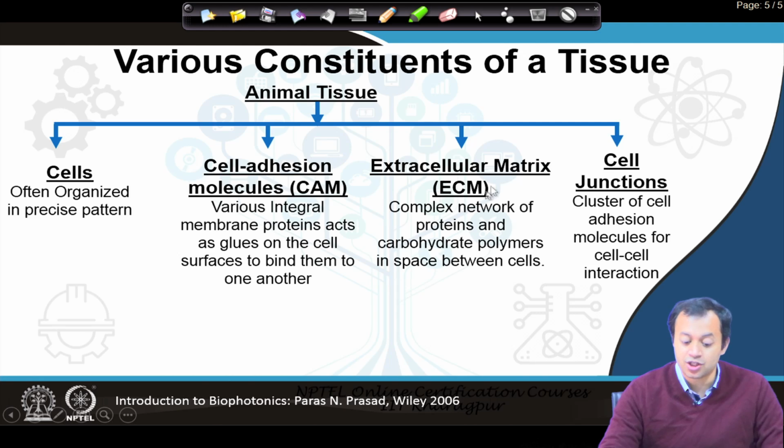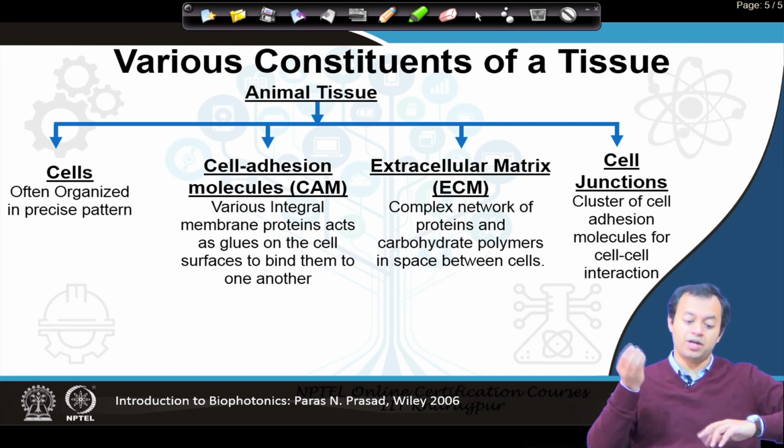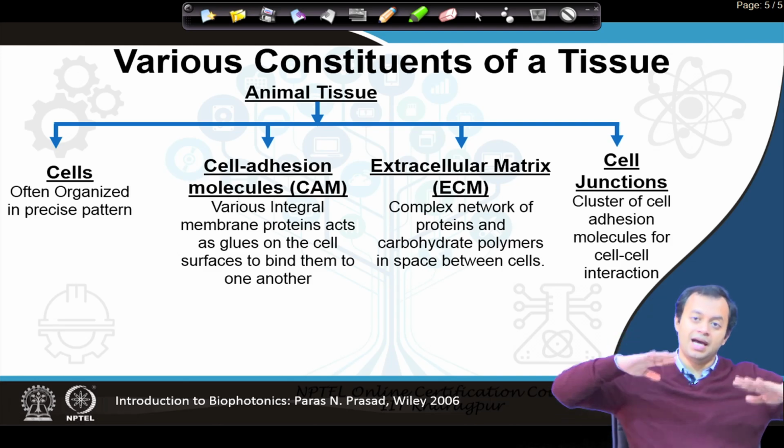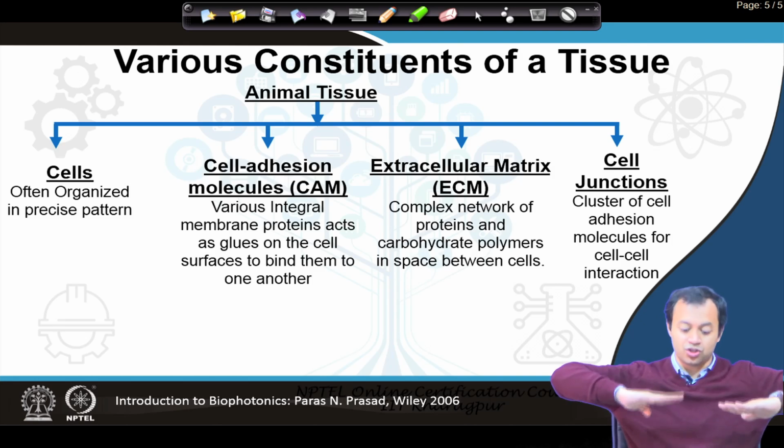Then you have the extracellular matrix, the complex networks of proteins and carbohydrates present in the space between the cells. So, you have the intracellular matrix, those carbohydrate and protein networks which are inside the cell, and there is the extracellular matrix. These are the networks forming between one cell and another cell.